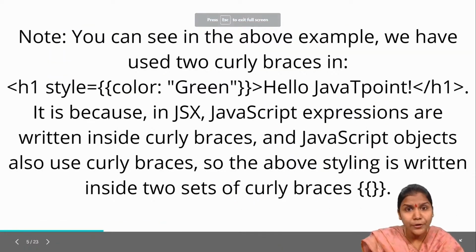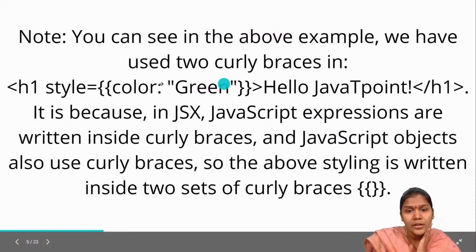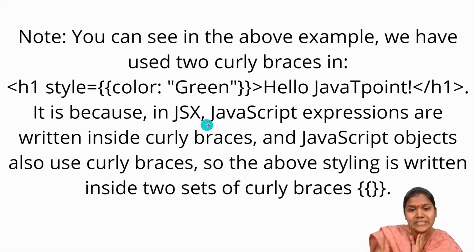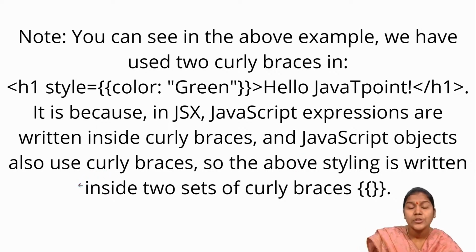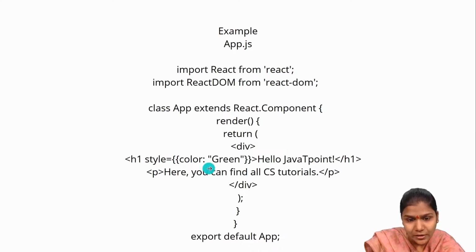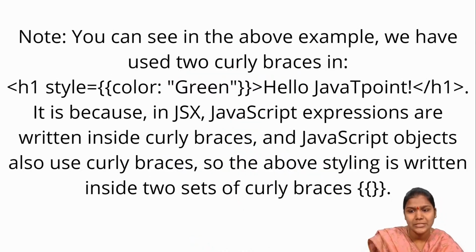Here is a small notification. You can see in the above example, we have used two curly braces in color, right? Why have we used two? Because in JSX, JavaScript expressions are written inside curly braces and JavaScript objects also use curly braces. So for the above example, we have used two curly braces: one is for the expression and the other is for the object.